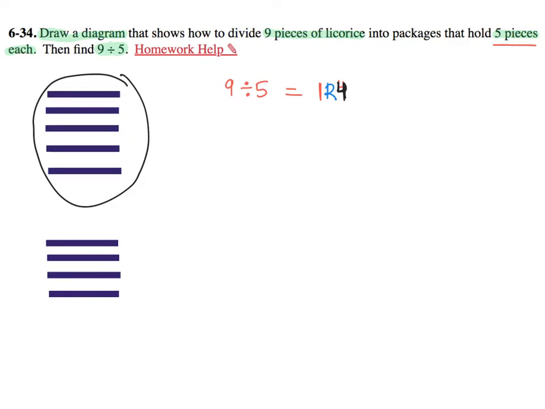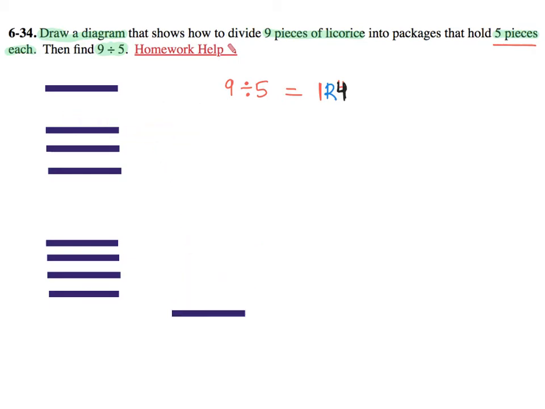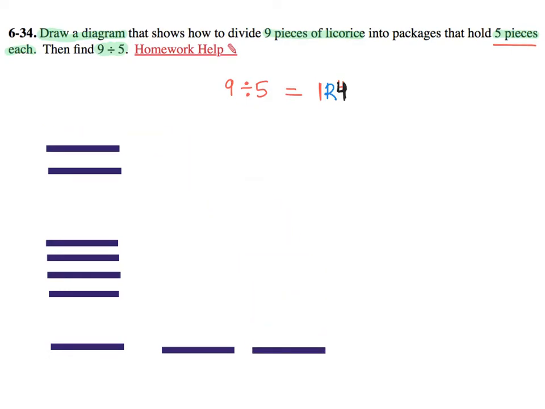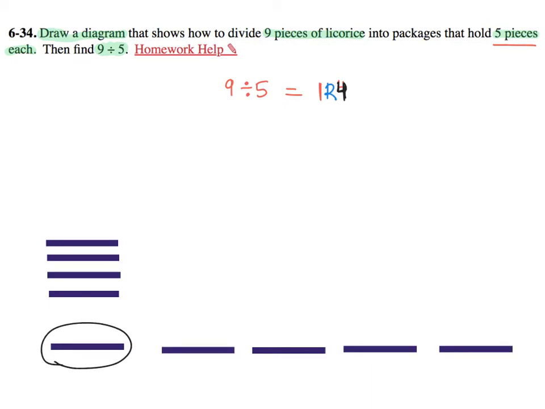Now another way we can write that is another way to divide. So let me delete that. I could also divide into 5 groups, not into 5 pieces. Let me separate them a little bit, maybe on the bottom. So 1, 2, 3, 4, 5. That's 5 groups. Now each group has 1 whole. So that still represents 9 divided by 5 equals 1 whole, and still a remainder of 4.